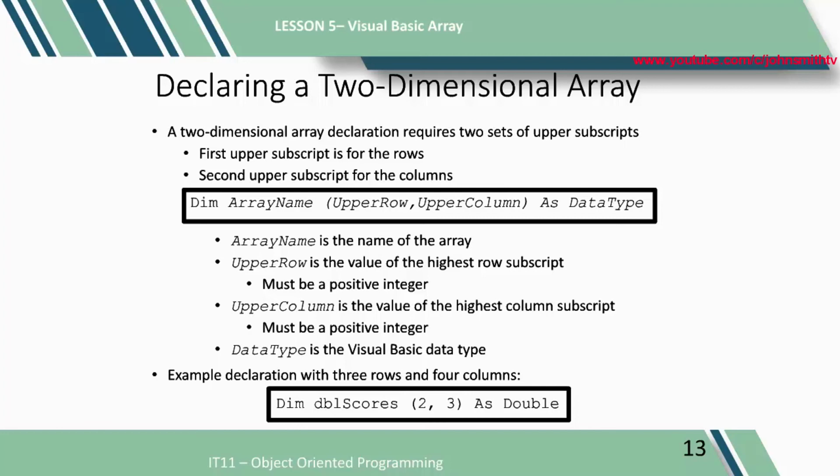Array name is the name of the array. Upper row is the value of the array's highest row subscript. This must be a positive integer. Upper column is the value of the array's highest column subscript. This must be a positive integer. Data type is a Visual Basic data type. An example declaration of a two-dimensional array with 3 rows and 4 columns follows and is shown in the figure. The highest row subscript is 2 and the highest column subscript is 3. Dim dblScores(2, 3) As Double.